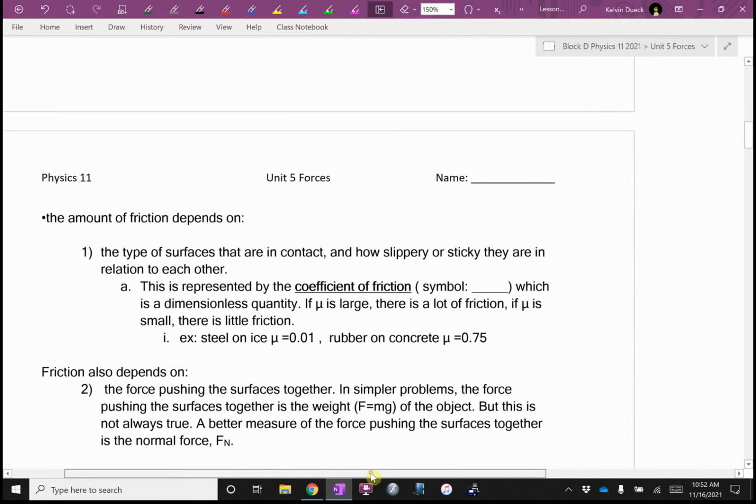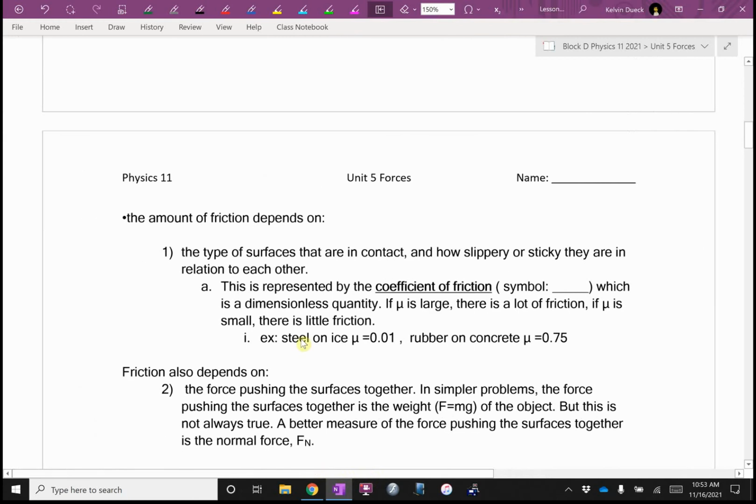What does friction depend on? First of all, we have to explain ice and we have to explain sandpaper. One of those has more friction. Which one? Ice or sandpaper? Sandpaper. Okay, so let's call it stickiness or slipperiness. Friction depends on how sticky or slippery two surfaces are relative to each other. You okay with that? We have a symbol for stickiness, and the symbol is the Greek letter mu.